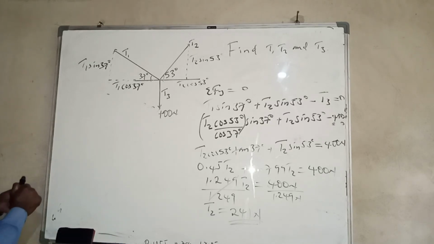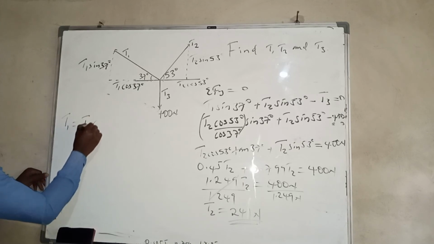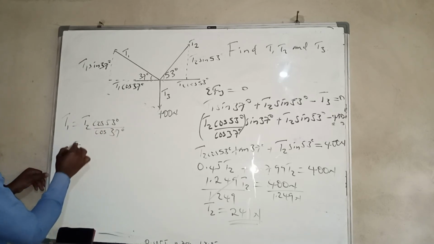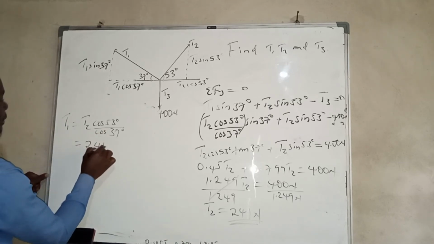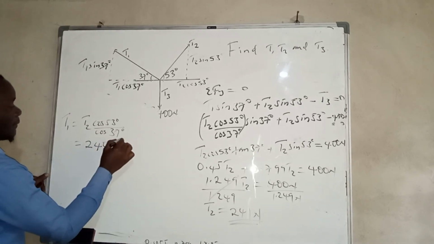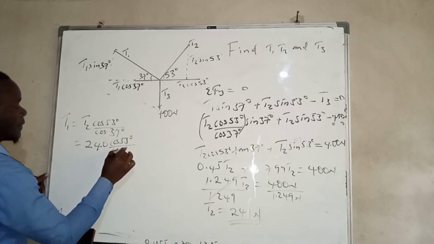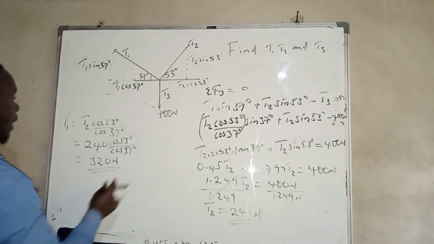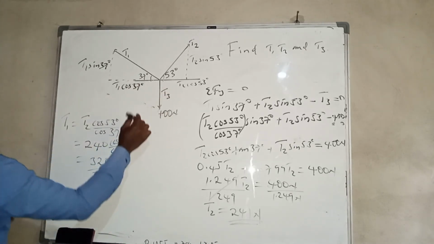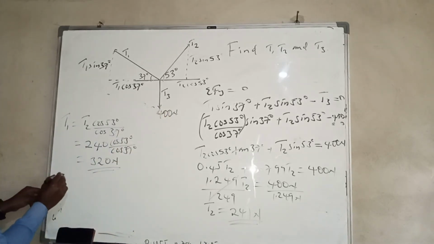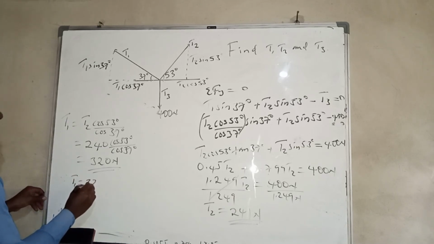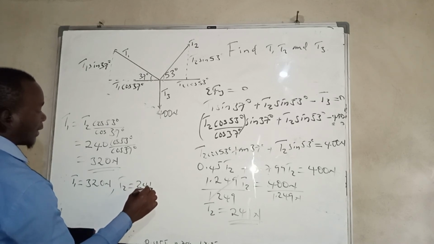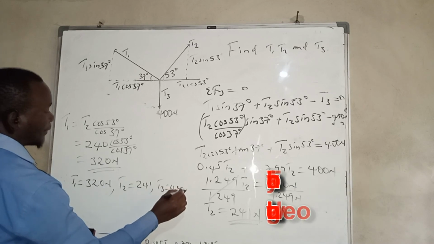But we know that T1 is equal to T2 cos 53 over cos 37 degrees. So if we put in 241, then cos 53 degrees over cos 37 degrees, we're going to have 320 newtons. But for T3, this one is a direct one. It is simply 400 newtons. So the values that we have are T1 is equal to 320 newtons, T2 is equal to 241 newtons, and T3 is equal to 400 newtons.